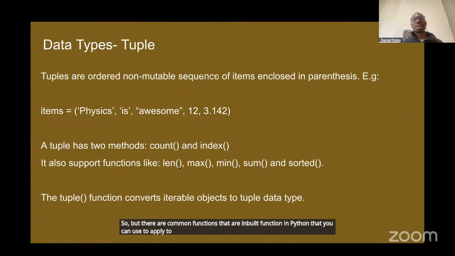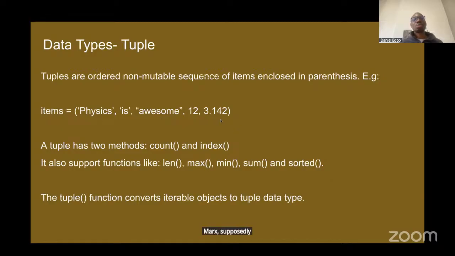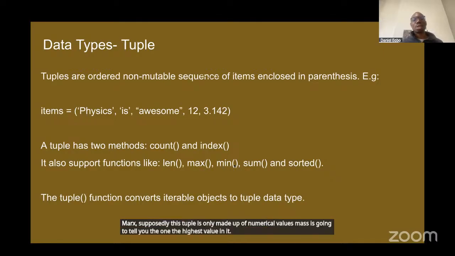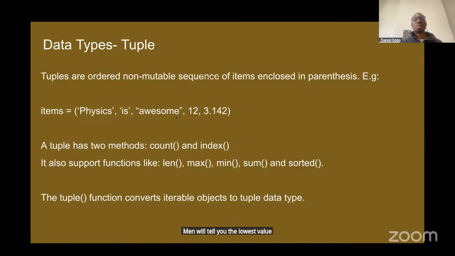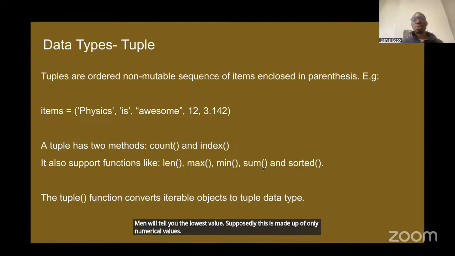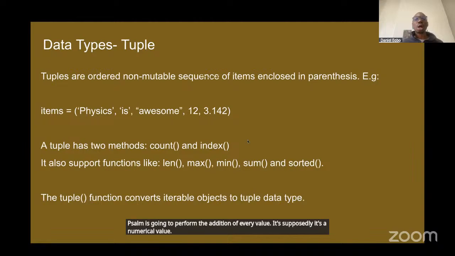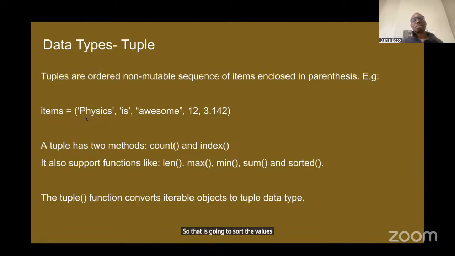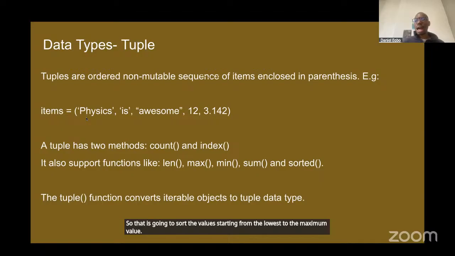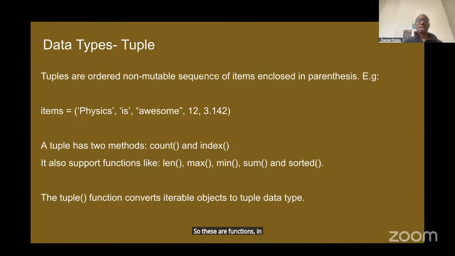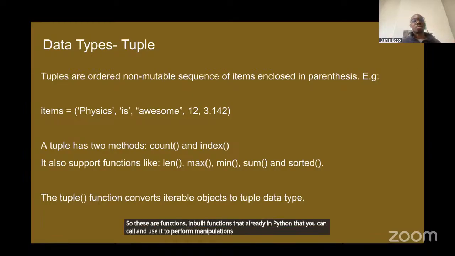A good number of them is len. len is a function that helps you count how many items are in the tuple. Max, supposing the tuple is made up of only numerical values, tells you the highest value in it. Min will tell you the lowest value. Sum performs the addition of every value, supposing it's numerical. Sorted sorts the values from the lowest to the maximum value. These are inbuilt functions already in Python that you can call to perform manipulations or get additional information.